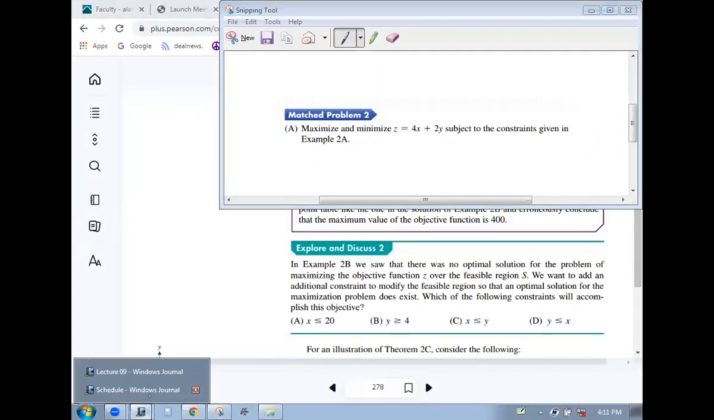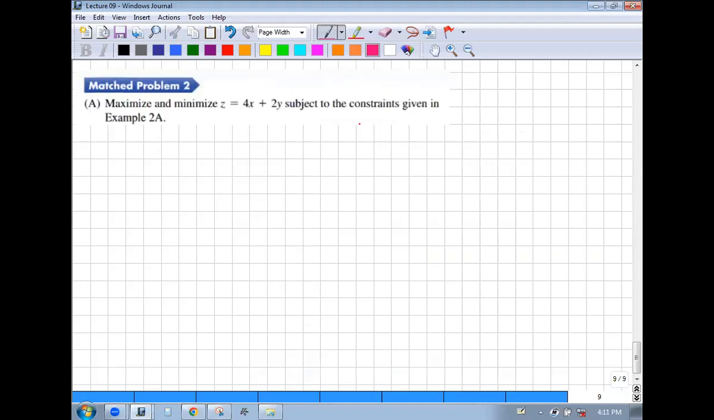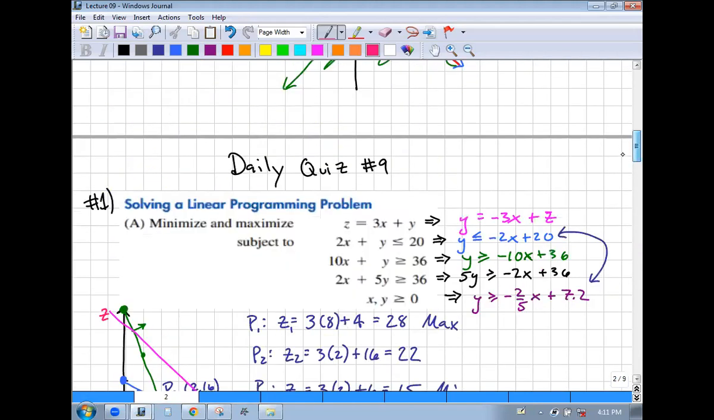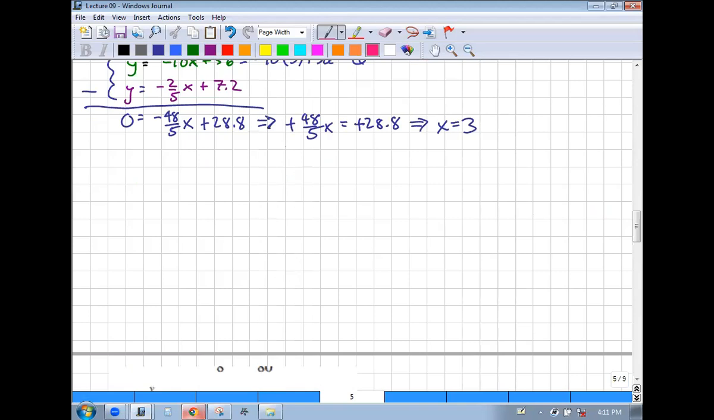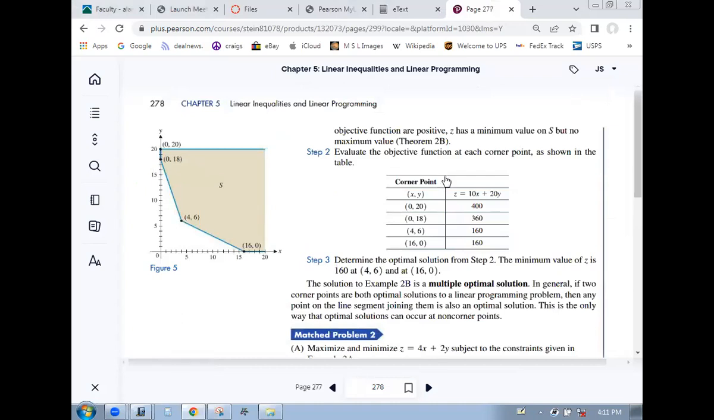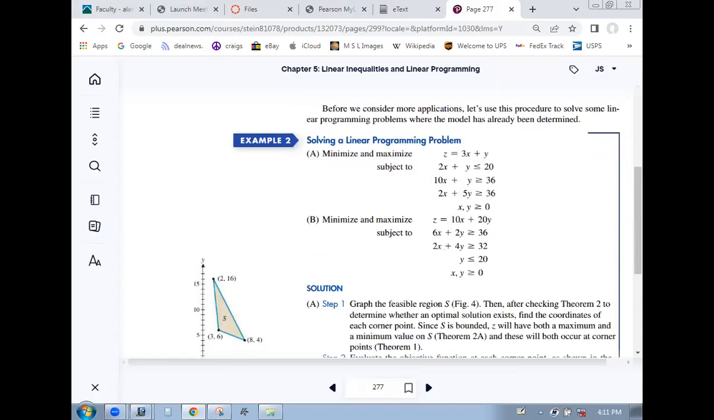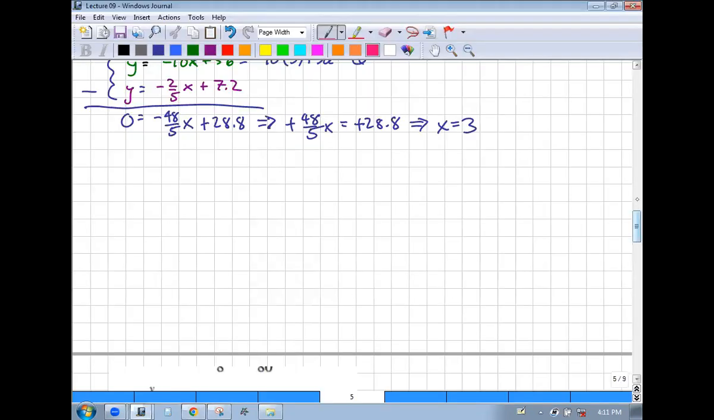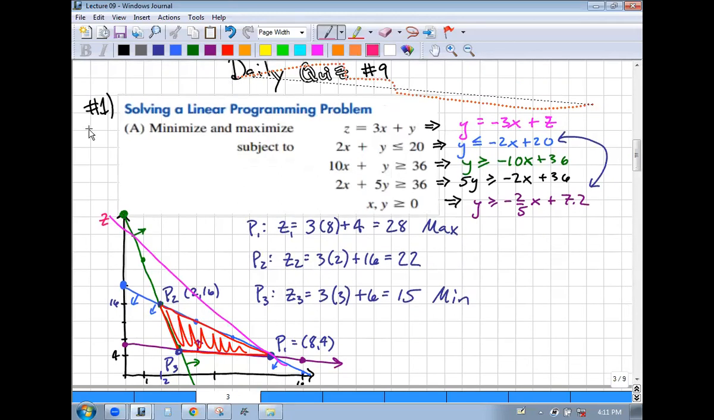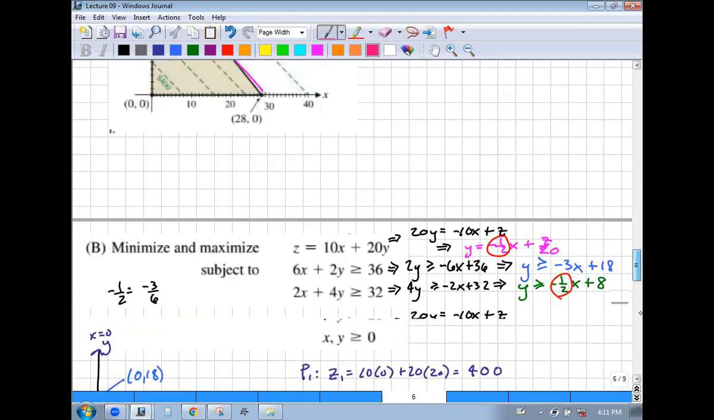So we'll do part A. All right, it's a different z, but same constraints from example 2A. There's 2A. That was your quiz. Yeah, that was from our quiz. So we can just go here. It's the same problem we did before. But it's a different z value. All right, well, I can handle that.